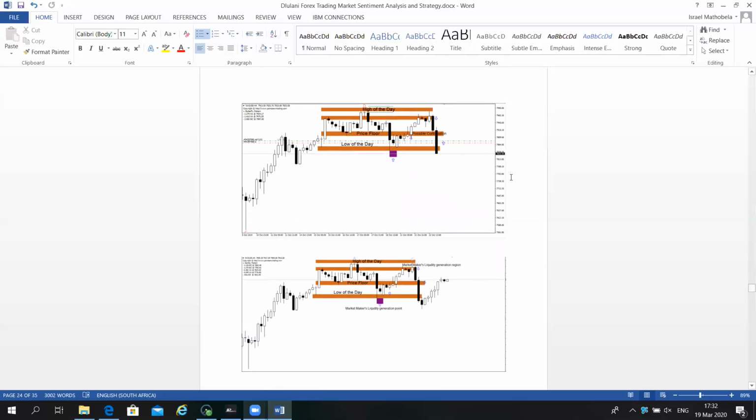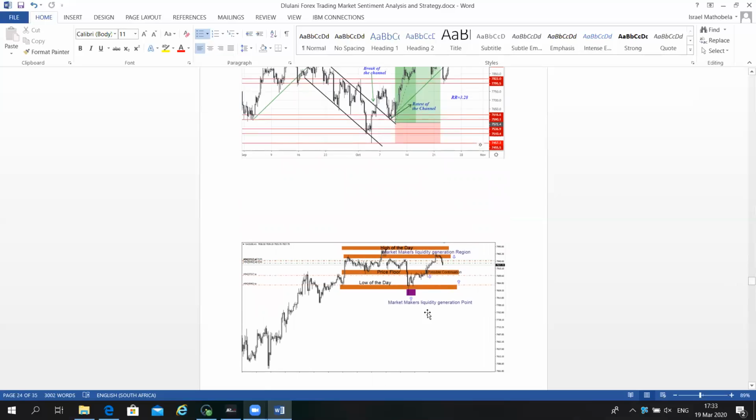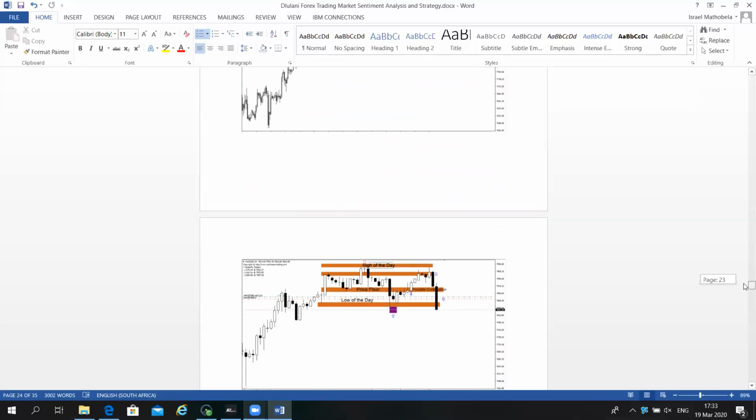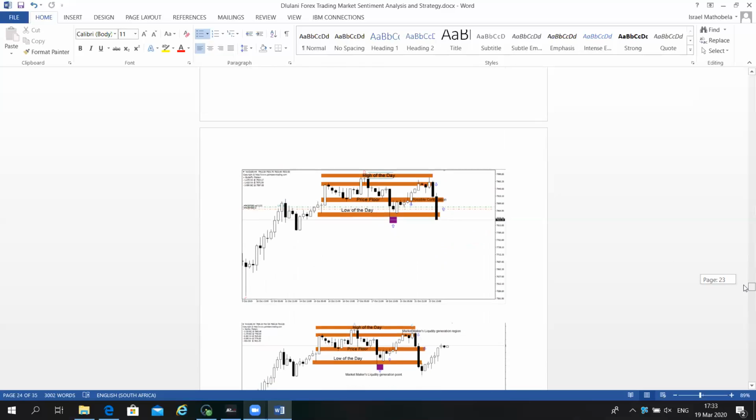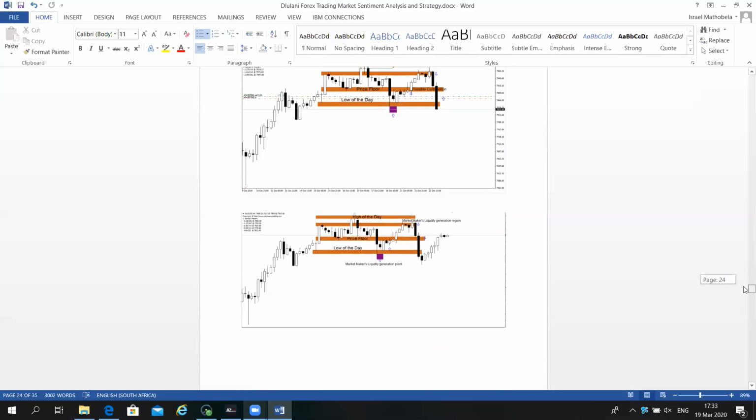So what happened? From there, it came down, created a bit of liquidity. Let's go back to the first chart. What did it do? Market maker's liquidity generation point. So around this area, we're expecting the market maker to push the candle a bit down, right, to fool traders, and then for the bullish direction to take place.